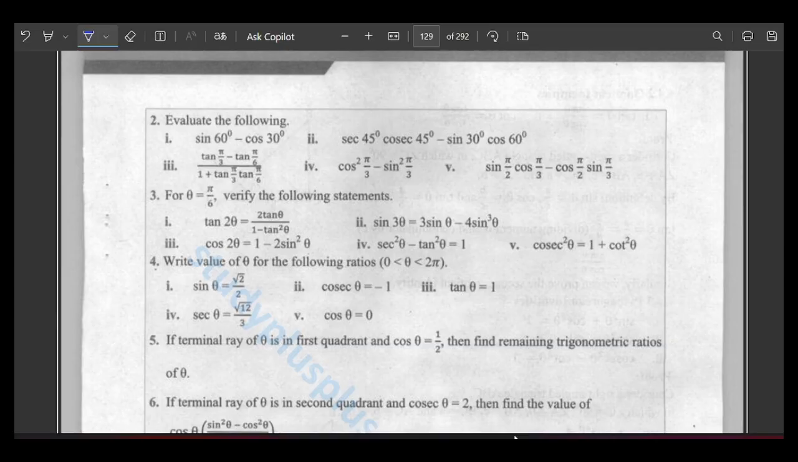Now let's move on to part 5, that is sine pi by 2 multiplied by cos pi by 3 minus cos pi by 2 and sine pi by 3.